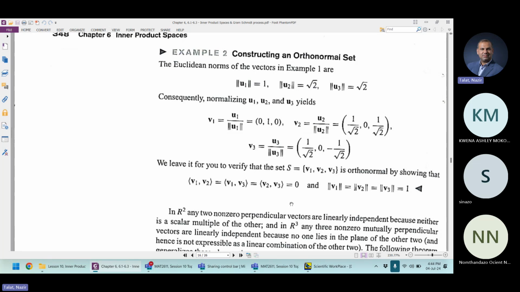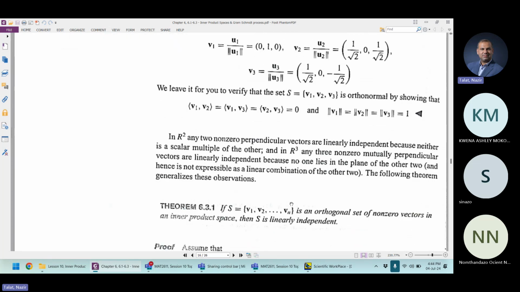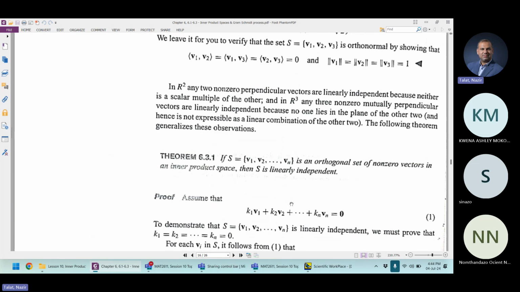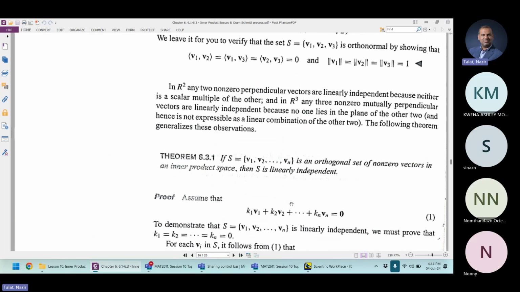Now one interesting question arises: if we have any basis, suppose we have a basis of R3, can we get an orthonormal basis from that given basis? The answer is yes. We have a method called the Gram-Schmidt process, and the Gram-Schmidt process allows us to get an orthonormal basis.